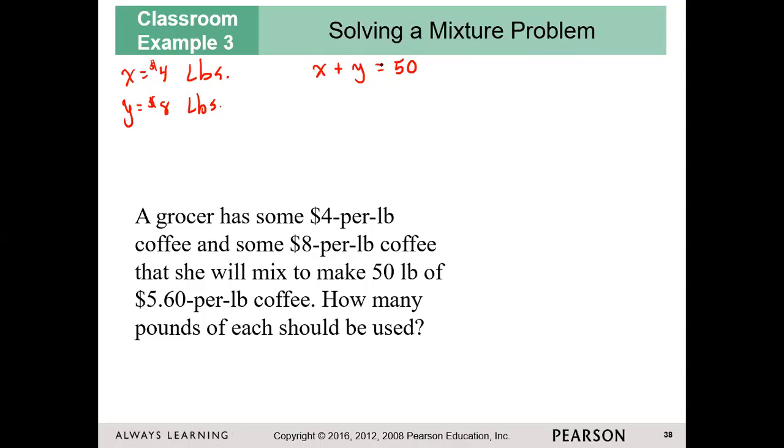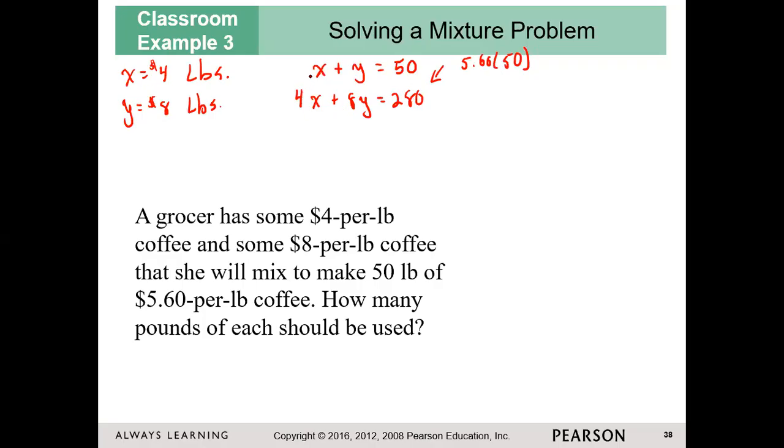Okay. And then from here, we're going to take our $4. This will be our price equation. So $4 per pound plus $8 per pound is equal to, this one is going to be interesting. What we have to do is take the $5.60 and multiply it by the 50 pounds that we have. So that's going to give us 280. Again, the way that we got this was we took our $5.60 and multiplied it by the 50 pounds. That's how we got 280.